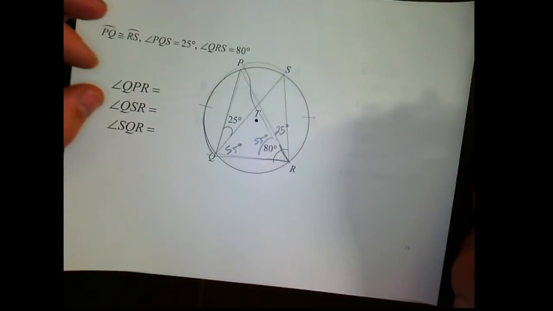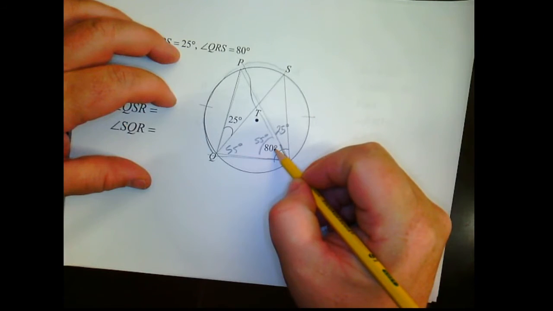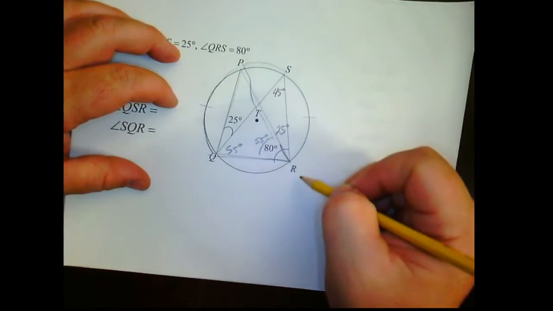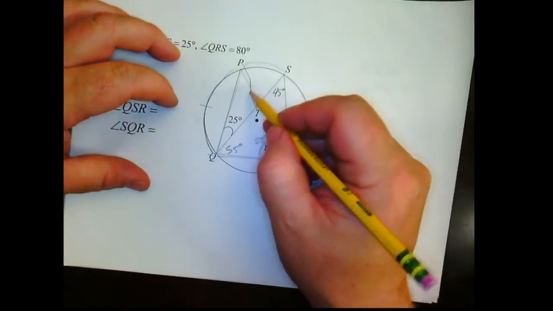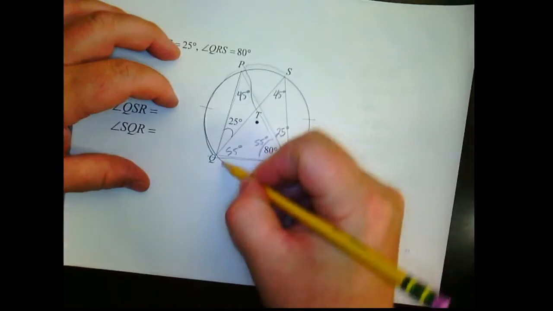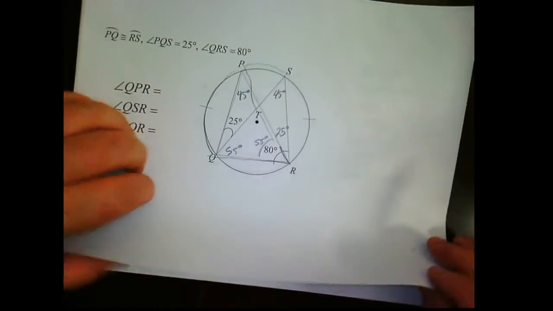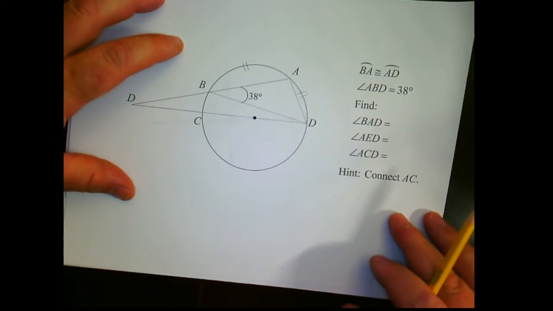All right, so now here's what we've got. We've got a 55. We've got an 80. So that makes this 45, because this is a triangle. And that lies on this chord, or that has that intercepting arc. So there we go. Okay, moving on. It's a good idea to try these on your own too.